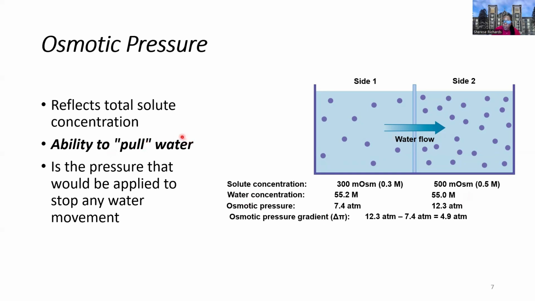Okay, another way that we can express this force is what is the pressure that would need to be applied in order to stop or halt that water movement? And that can also be expressed as that 4.9 atmospheres. That is, if we exerted a force on side one that was 4.9 atmospheres, we would stop the water flow towards side two. Okay, so different ways to look at the way that water can move and the pressure or force that can be exerted by that movement.